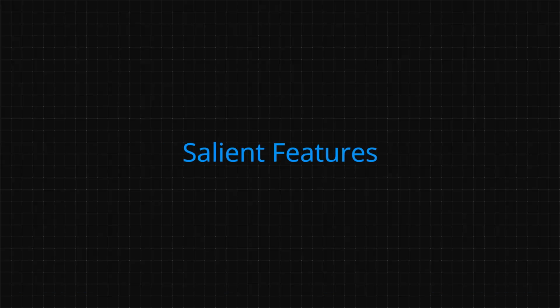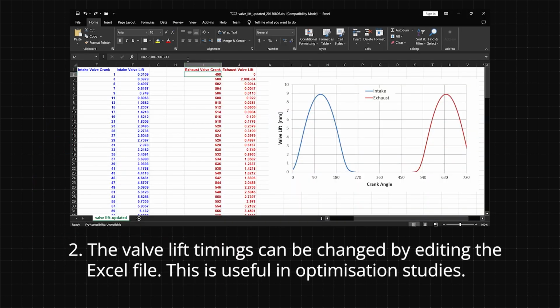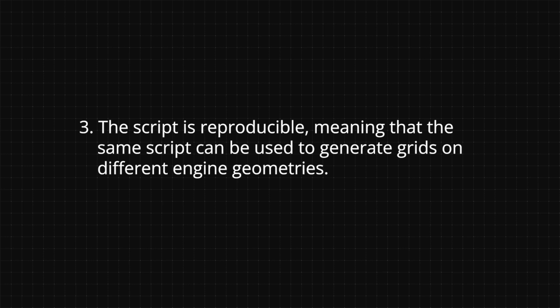Salient features. Multiple grids are generated seamlessly without any user intervention. The valve lift timings can be changed by editing the Excel file. This is useful in optimization studies. The script is reproducible, meaning that the same script can be used to generate grids on different engine geometries.